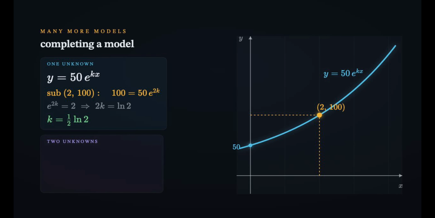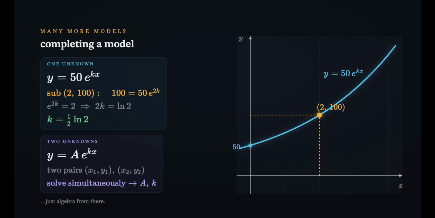If there are two missing values like y equals a times e to the power of kx, then you would need two pairs of xy values and solve simultaneously to find a and k. But that is just algebra, so we won't go through that in this video. Another modeling terminology is direct and inverse variation.